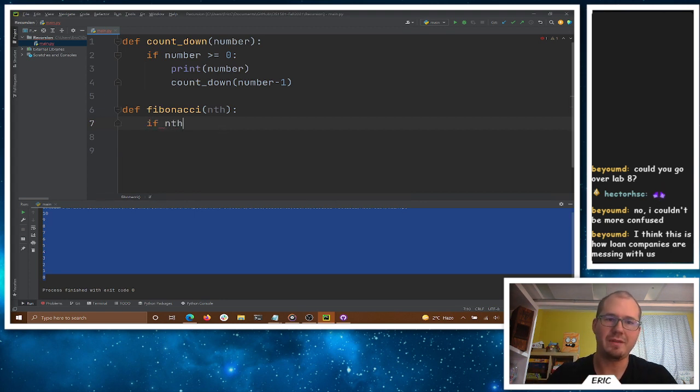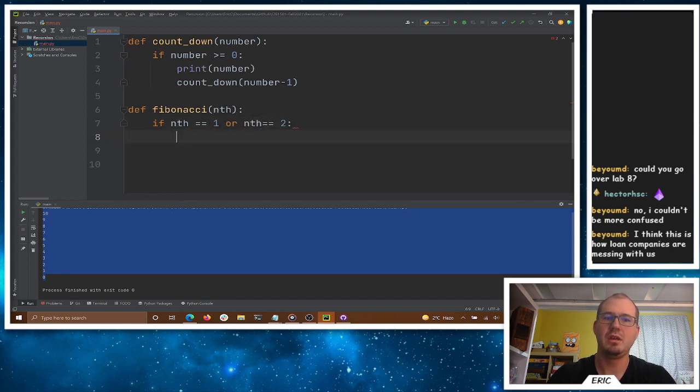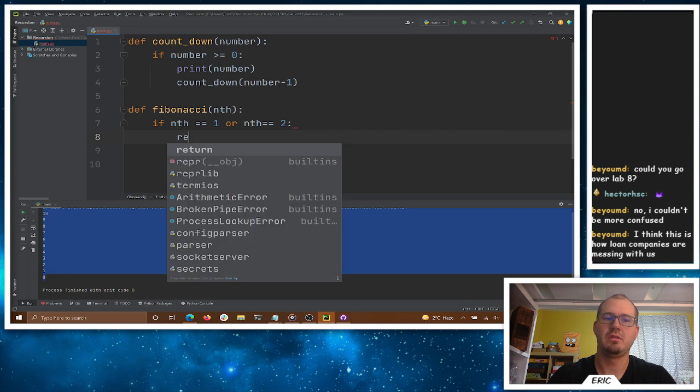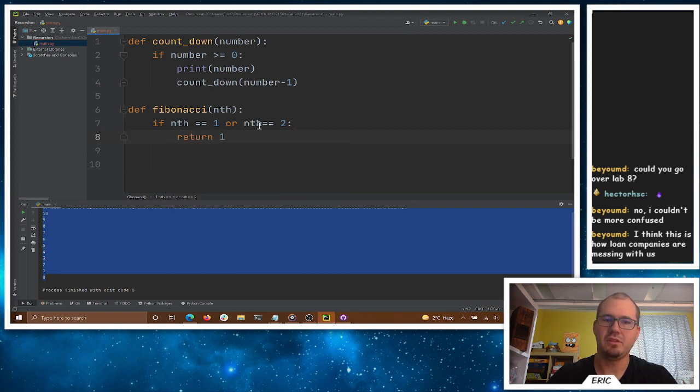So we know if nth is equal to 1 or nth is equal to 2, then we can return 1. So this is our base case here. This is the simplest form. If you want the first or second number in the Fibonacci sequence, I know it's a 1. And really we could say if nth is less than or equal to 2, we'll just give you back a 1. So if you ask for 0 or negative or something, we'll just give you a 1 anyway, because we don't really care. So that's our base case.